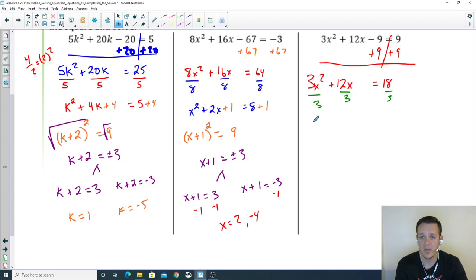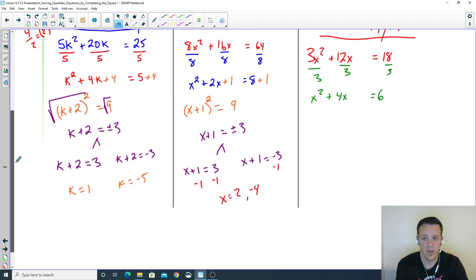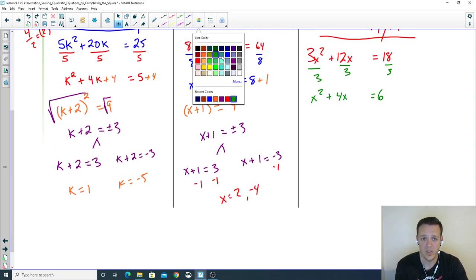All right, so we divided by 3, so we get x squared plus 4x, and that equals 6. Then you complete the square, so 4 divided by 2 is 2.